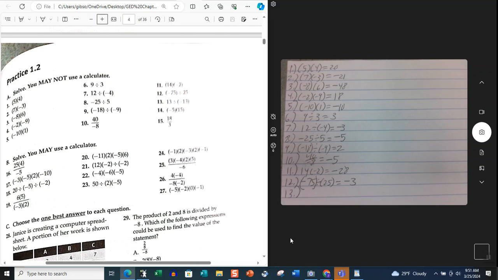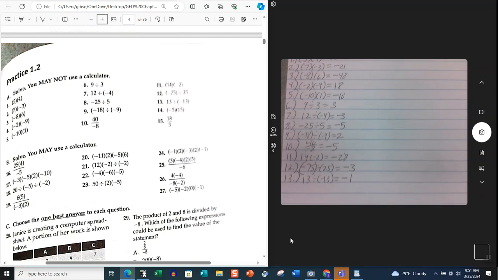So problem 13, we have 13 divided by negative 13. We have one negative sign here, so we carry over our negative. 13 divided by 13 is 1. So now we go to problem 14.